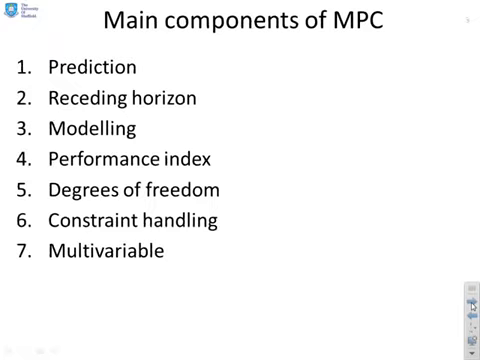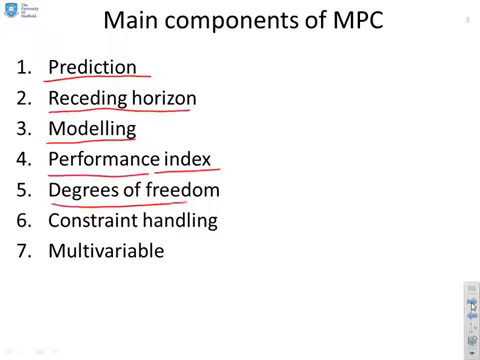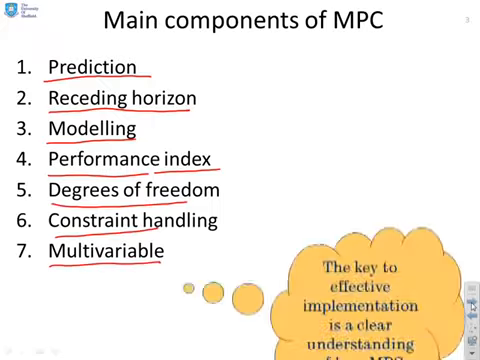So what are the main components of a predictive control law? I'm just going to list them for now. You've got prediction, this concept of a receding horizon, modelling, a performance index, degrees of freedom, constraint handling, multivariable, and in fact you could list more, but these are the main ones.